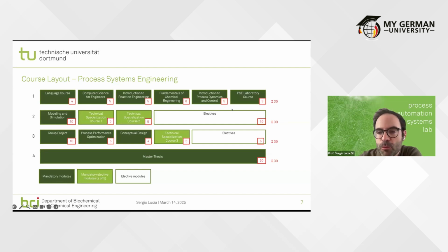Then you have room for electives. There are a lot of electives that you can do together also with the German students that are doing the German-speaking master, but the electives are in English, of course. And you can find everything from specialization, if you like these topics, to machine learning, to model predictive control or advanced control methods. So there is a little bit of everything. Then you go into the third year with a group project, process optimization, conceptual design, and more electives. And then the program is finished with a master thesis.